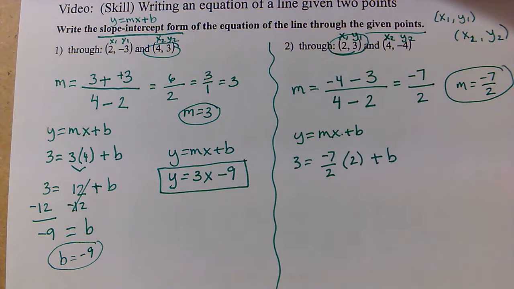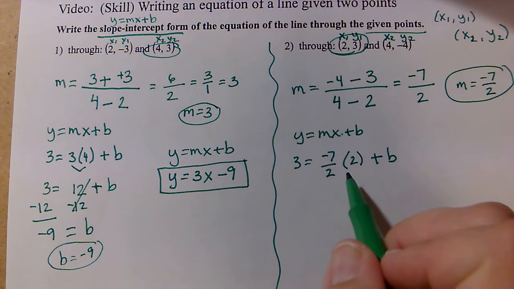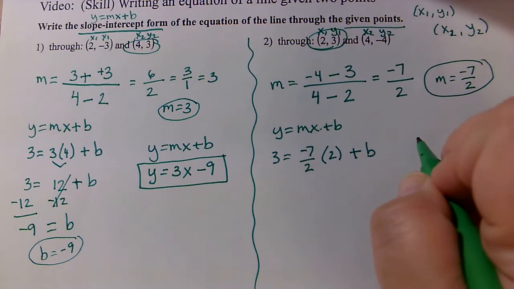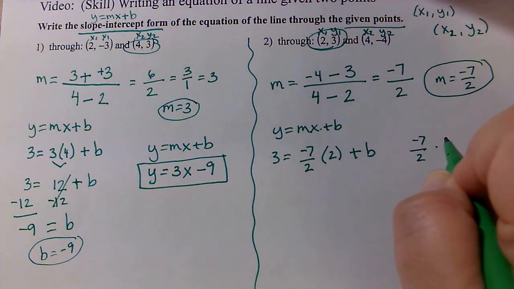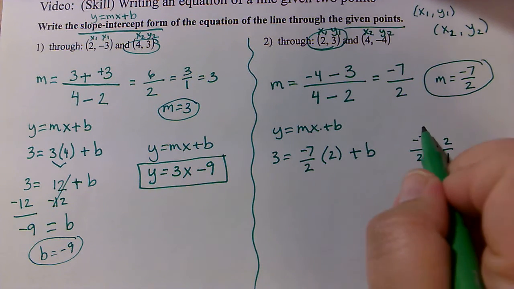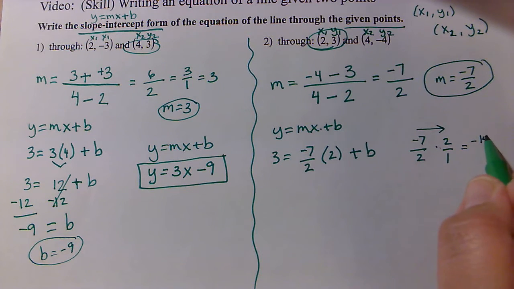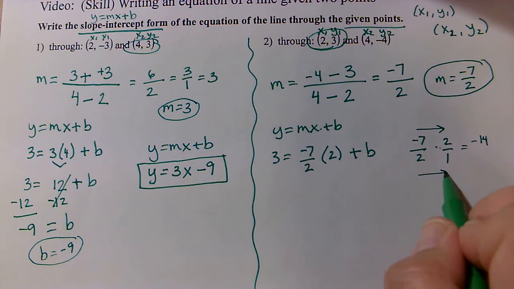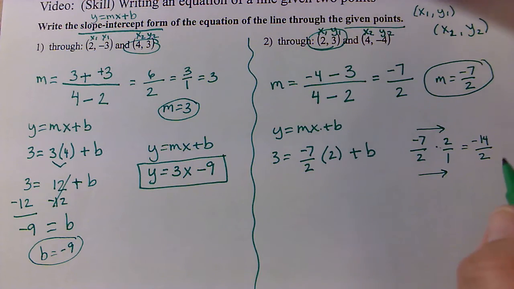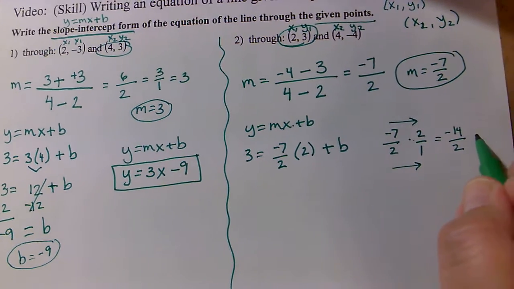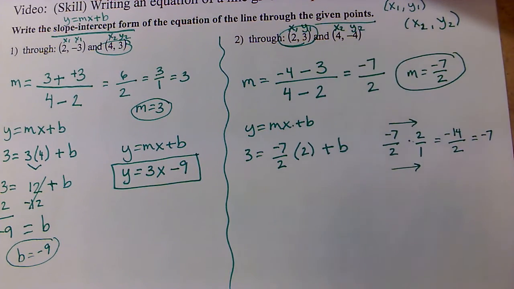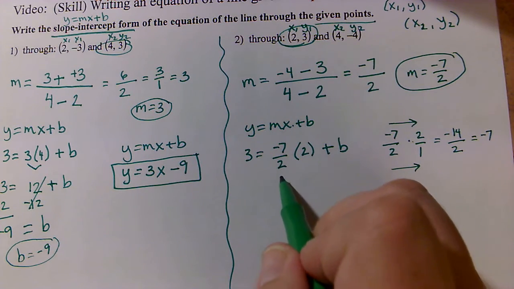So to solve for b, to get my y-intercept, I'm going to have to multiply these two fractions together. So let's remember how to do that. Negative 7 over 2 times 2 over 1. We're going to multiply straight across. Negative 7 times 2 is negative 14. 2 times 1 is going to equal 2. Negative 14 divided by 2 is going to equal negative 7. So it cancels out our fraction when I do this multiplication.